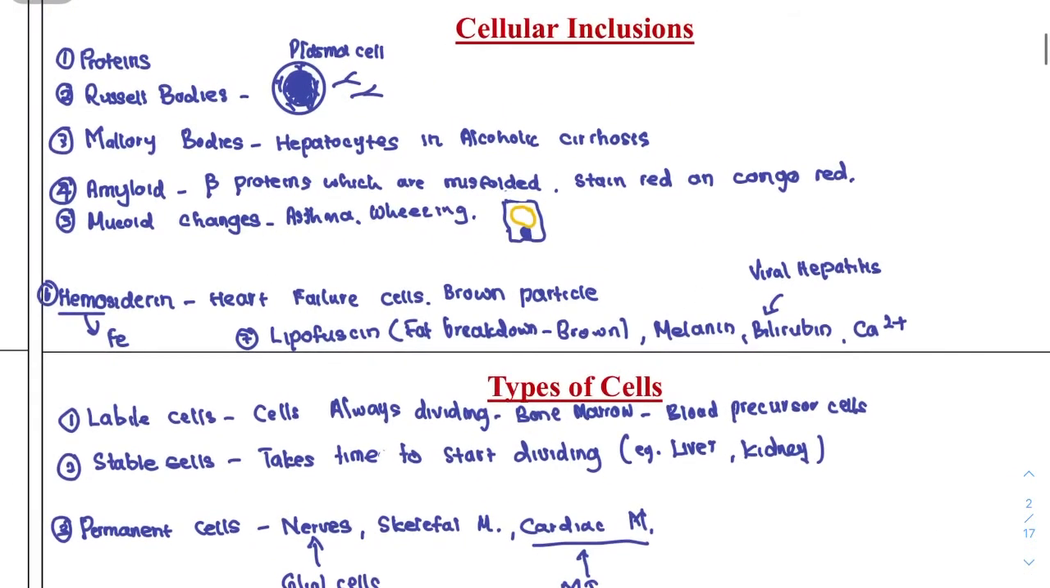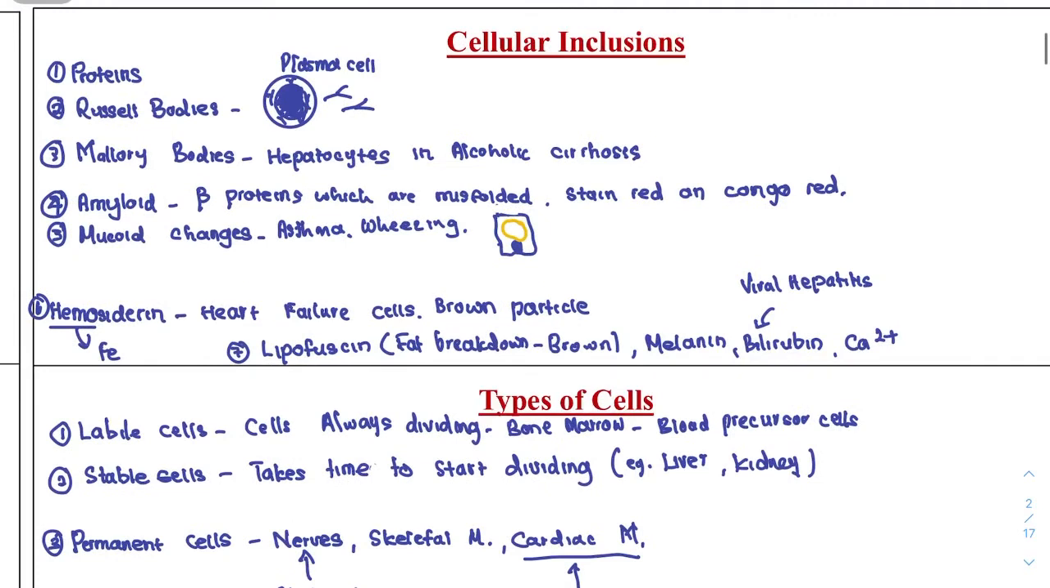So I'm going to quickly go through some cellular inclusions which I included in the PPT. First, proteins. During the process of cell injury and death, there will be proteins accumulated. Russell bodies are antibodies, precursors of antibodies, which are found in plasma cells. Mallory bodies are found in hepatocytes in patients with liver diseases such as alcoholic cirrhosis.